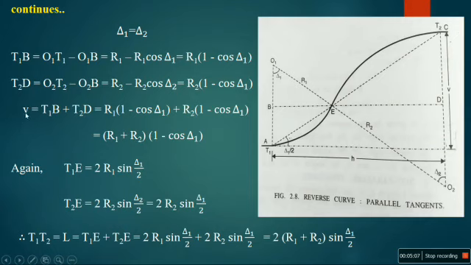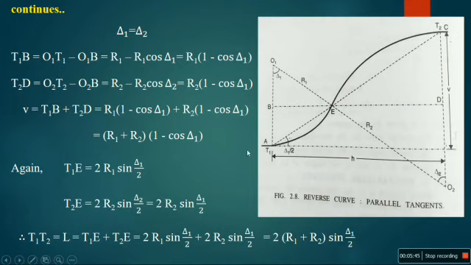Now we have to find the value of V. V is nothing but T1B plus T2D. We know T1B and T2D, so put in the respective values. Then you can write the formula as R1 plus R2 into bracket of 1 minus cos delta 1. Here we write delta 1 because we assumed that delta 1 is equal to delta 2.